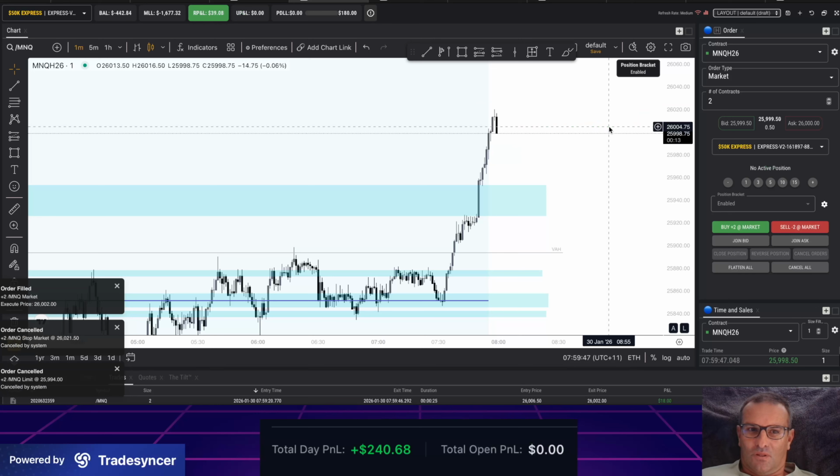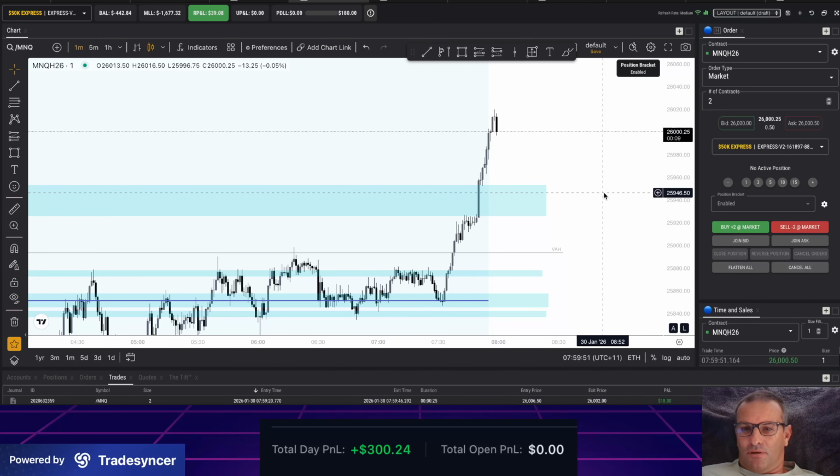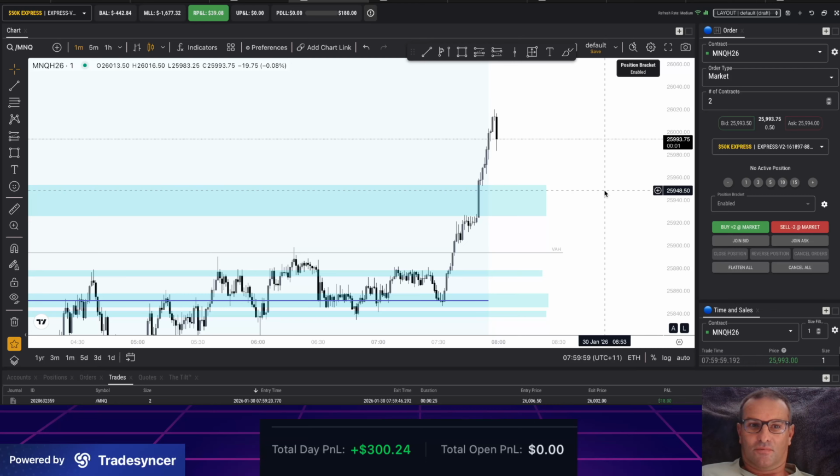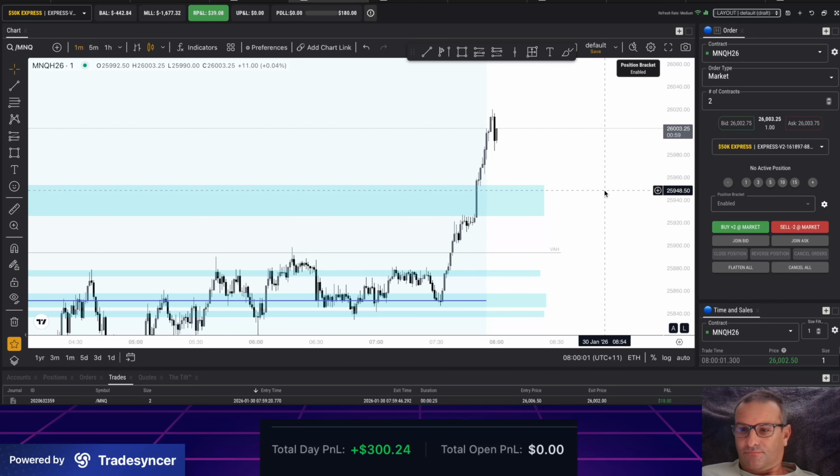Okay, so that was just a Bookmap order that I saw. It's probably going to keep going. There's a lot of red sitting above. Yeah, see that? There it is there. It's what we were waiting for, just that little reversal.